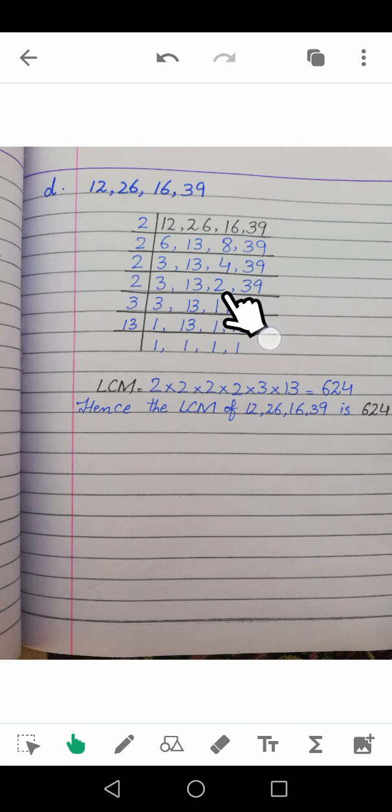Now 2 is completely divisible by this 2. The answer will be 1. Now none of the numbers is divisible by 2, so we will take the next number, which is 3. 3 1s are 3, 13 remains as it is. 3 1s are 3 and 3 3s are 9. Now we will take 13 to divide it completely. Now write all the prime numbers and multiply them with each other. After multiplying, we get the answer 624. So the LCM of 12, 26, 16 and 39 is 624.